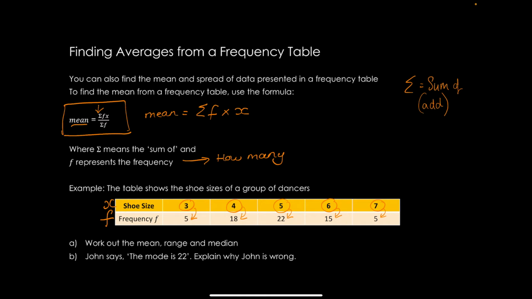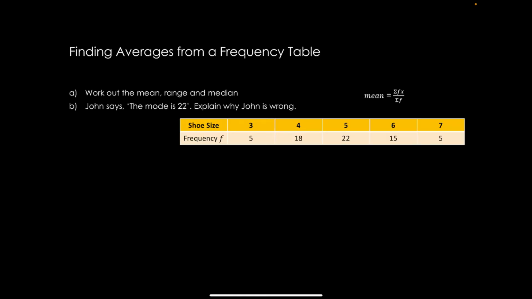Okay, and then all of that is divided by the sum of just the f column. So let's just look at this on a separate slide so I can explain it in more detail. So our shoe size is x and our frequency is f. Okay, x always represents the other value that's not the frequency. So don't panic, the frequency is always labelled frequency.